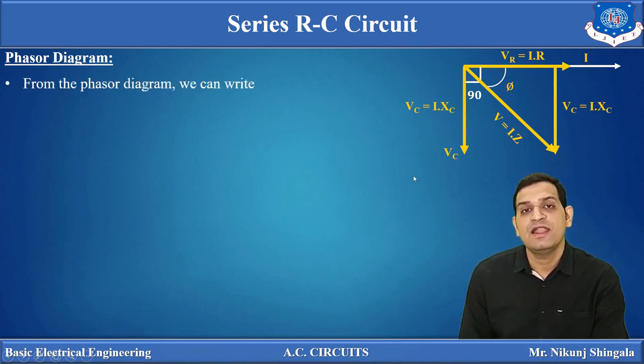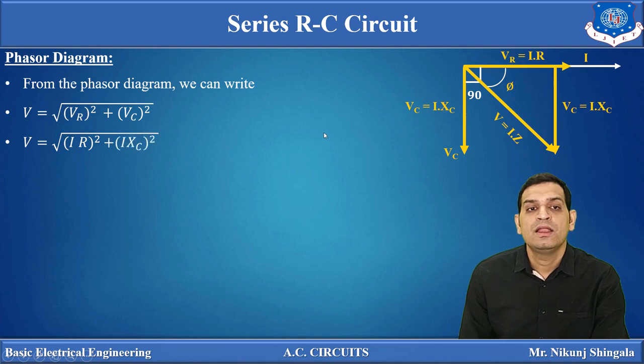Now from the phasor diagram, this is nothing but the voltage triangle which we are getting over here, VR, VC and V. So from the phasor diagram we can write V, that is the resultant voltage, is the phasor sum of VR and VC. Taking the magnitude of that, V is equal to the square root of, in brackets, VR square plus VC square. Now we have already found VR. VR is equal to I into R.